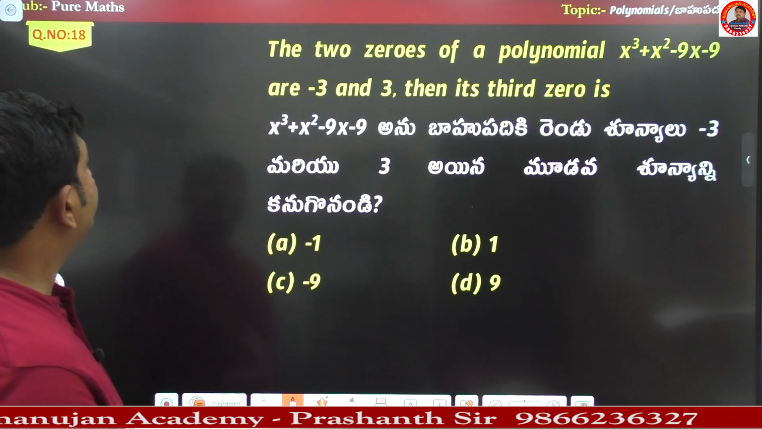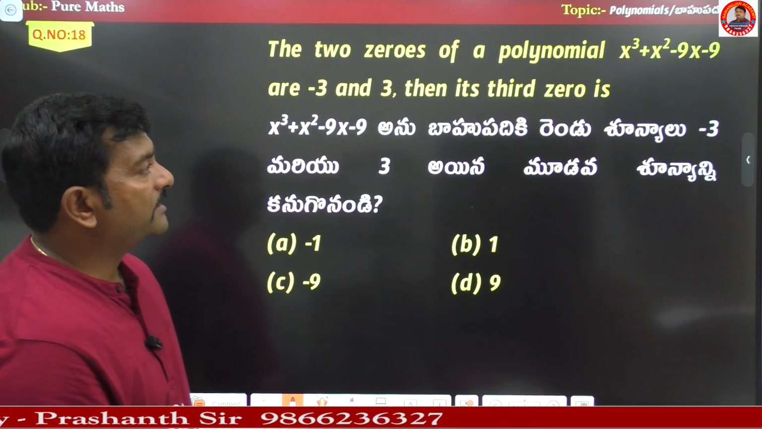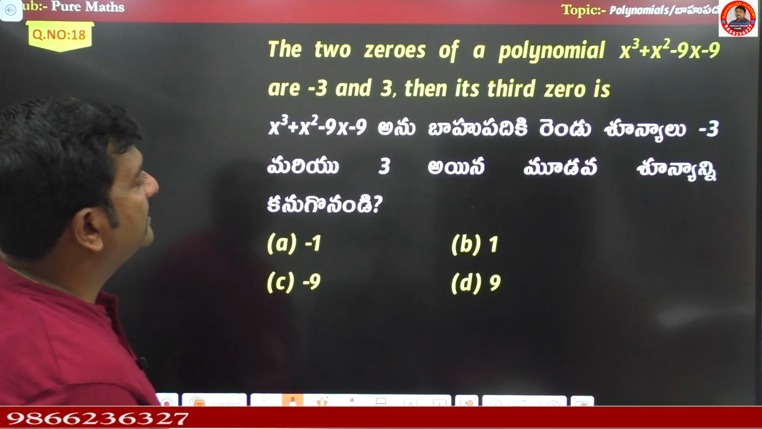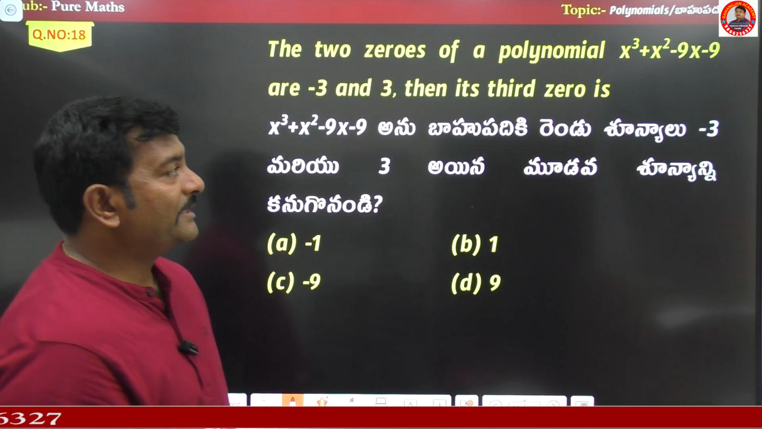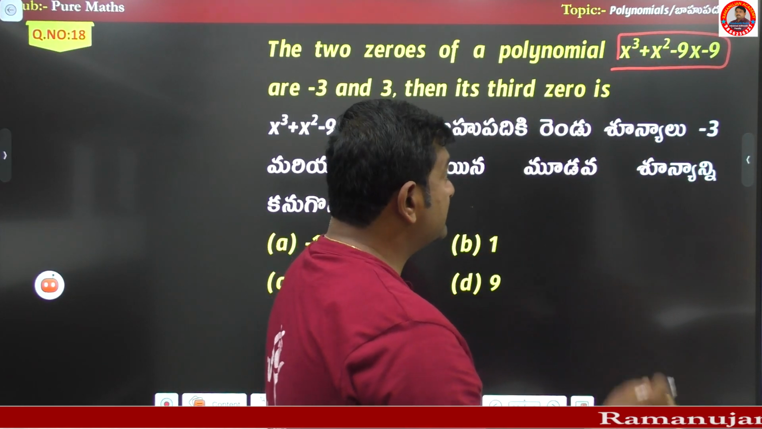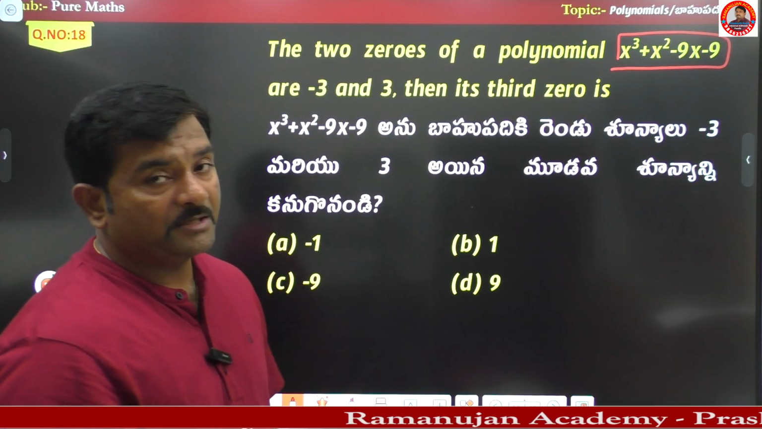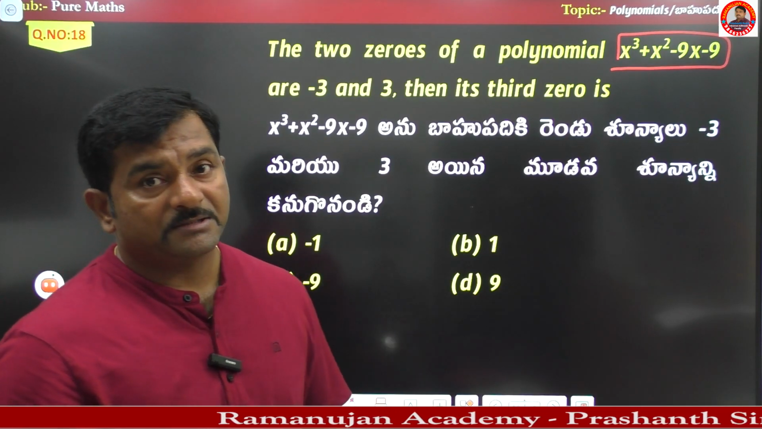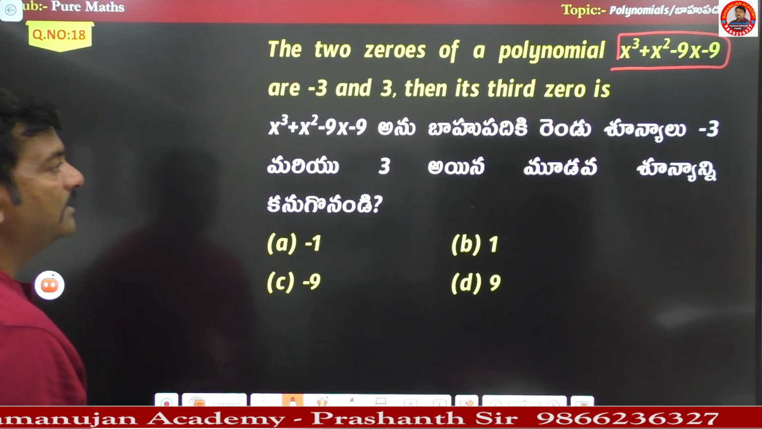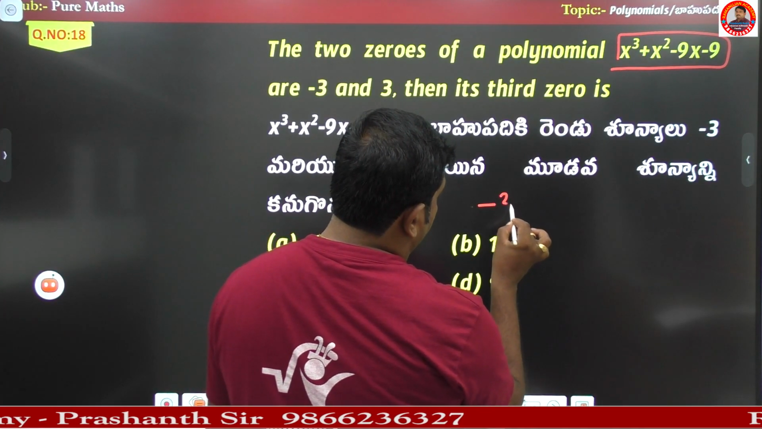Okay. Now next question. Question number 18. Observe here. If two zeros of the polynomial x cube plus x square minus 9x minus 9 are minus 3 and 3, then the third zero is... It is a cubic polynomial. Every cubic polynomial has 3 roots, alpha, beta, gamma. Among the 3 roots, he already gave 2 roots, minus 3 and plus 3. Then he asked to find the third zero. Let's see what to do. First root is minus 3. There is no issue.